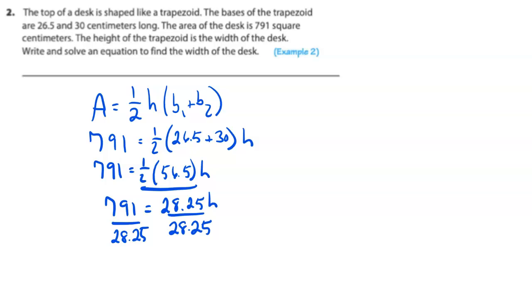And so we just need to figure out how many times 28.25 goes into 791, and that'll tell me what the height is. So I end up with H equals 28. And I got 28 from doing 791 divided by 28.25. If you need to see that division, I can show you that individually. Just reach out to me. But 28.25 goes into 791 28 times. All right, and let's take a look at the last question.